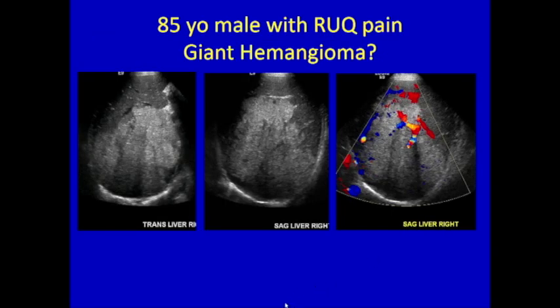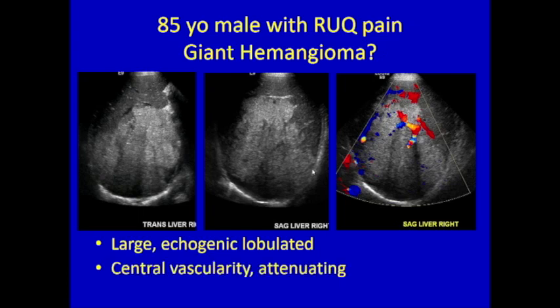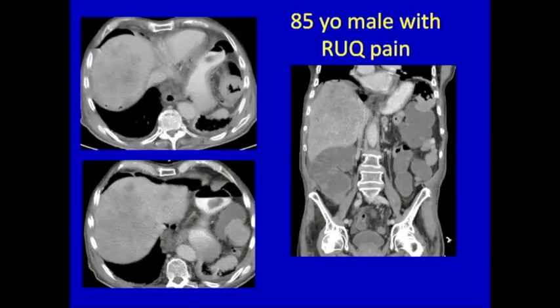How about this patient, right upper quadrant pain? Is this a giant hemangioma? What's wrong with it? Through transmission? No. Shadowing. Vascularity? Yep, lots of it. Irregular margins. So large, echogenic, lobulated, vascular, attenuating needs confirmation. Here's the CT. This is not peripheral discontinuous interrupted globular enhancement. It's basically hypoattenuating. What else do you see? Free air and colon mass, obstructing mass. So this patient actually had a large colon cancer with a perforation. That's why he came in with right upper quadrant pain, giant echogenic mass on ultrasound.